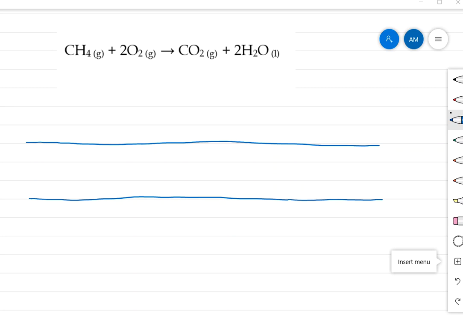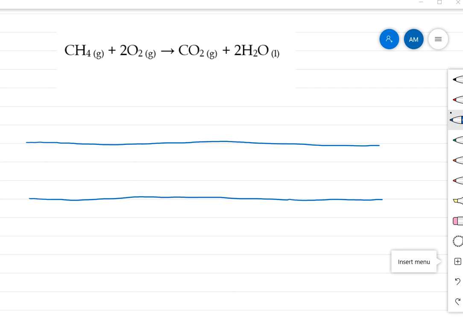In this video, we're going to take a look at stoichiometry, which basically means looking at a balanced equation and using its ratios to solve problems. So we're going to take a look at this balanced equation. It's methane plus oxygen yields CO2 and H2O. It's definitely a combustion reaction.